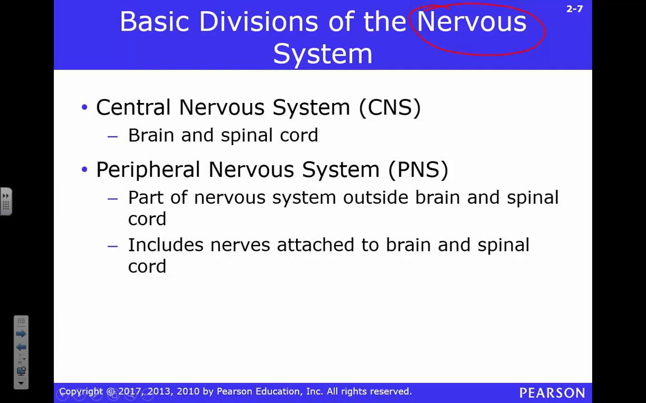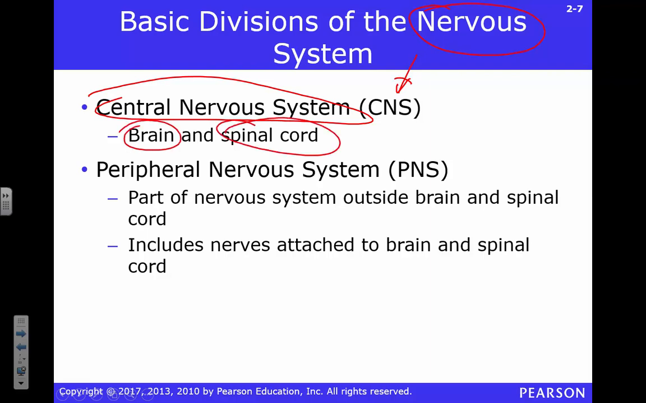The first basic way to divide this is your central nervous system, or CNS, consists only of your brain and your spinal cord. That's it. Brain, spinal cord, central nervous system. Anything sticking off the brain or off the spinal cord, that's going to be part of your peripheral nervous system. Okay?